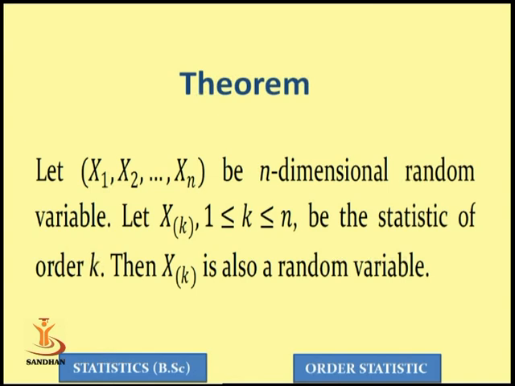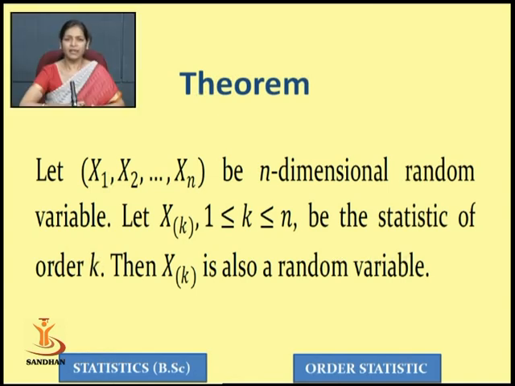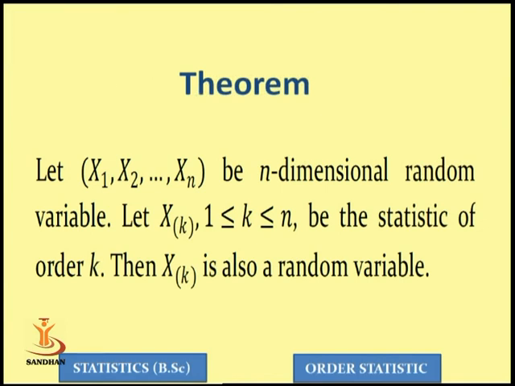Now we have a theorem that if we have n-dimensional random variables x1, x2 up to xn, then any order statistic xk, where k takes values from 1 up to n, is also going to be a random variable. So in general, our order statistic is also a random variable, like our x1, x2, xn are random variables.